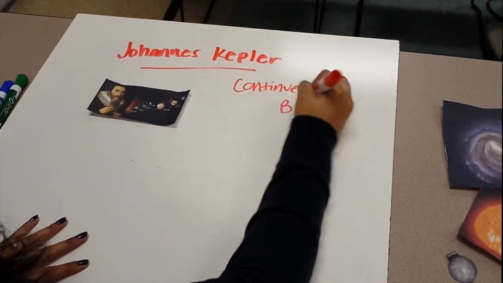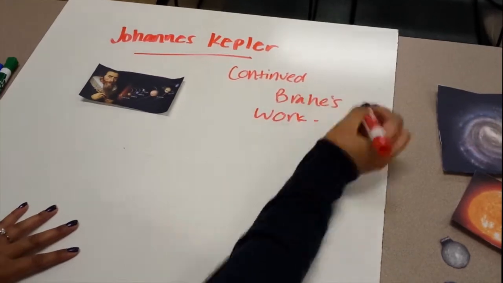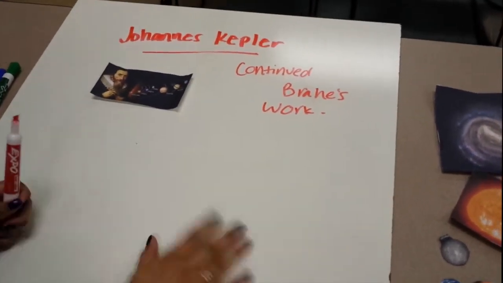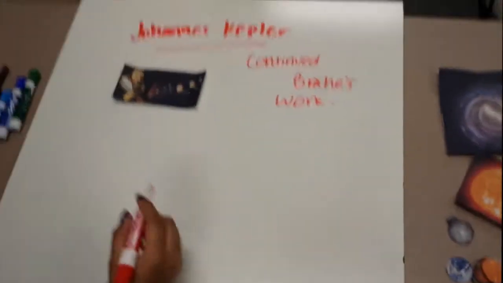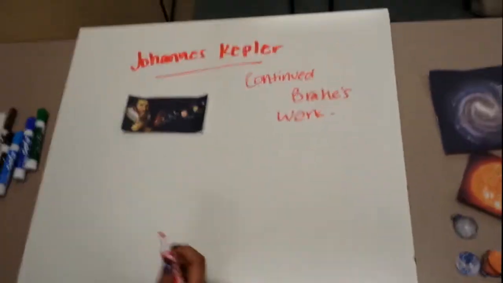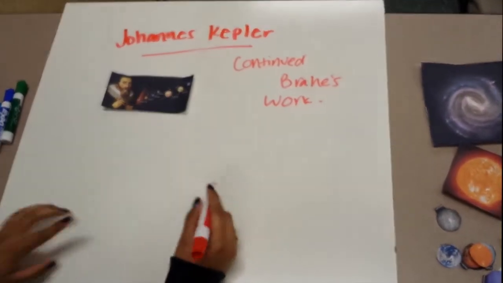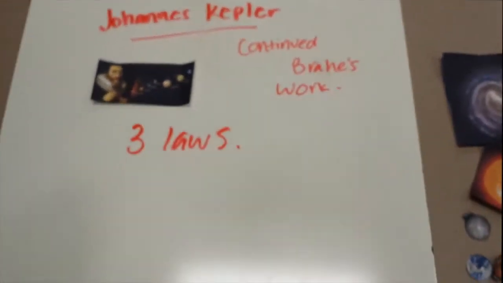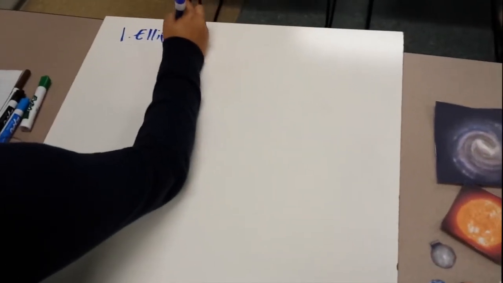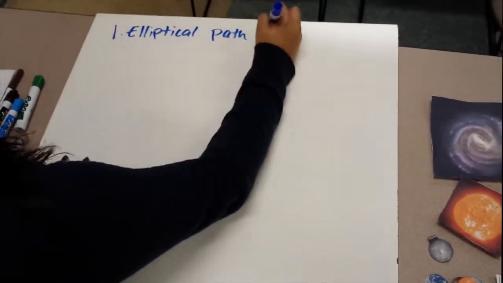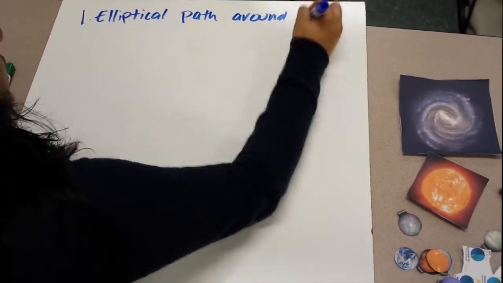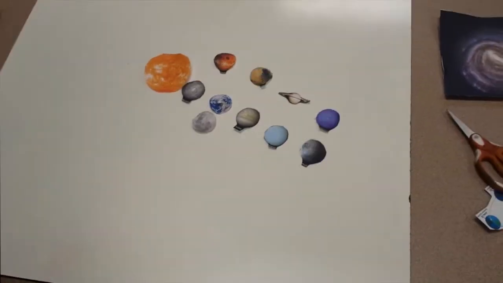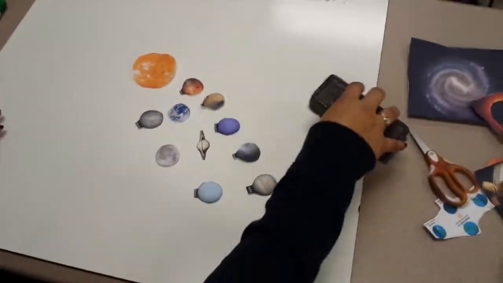So Johannes Kepler had a good mathematical mind and a strong faith in the accuracy of Brahe's work. So basically what he did is continued Brahe's work, and he made three laws of planetary motion. The first law was the elliptical path around the sun. And you can see right here how they are all moving in an elliptical path.